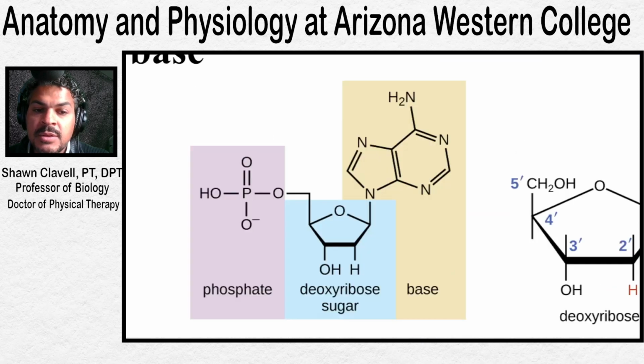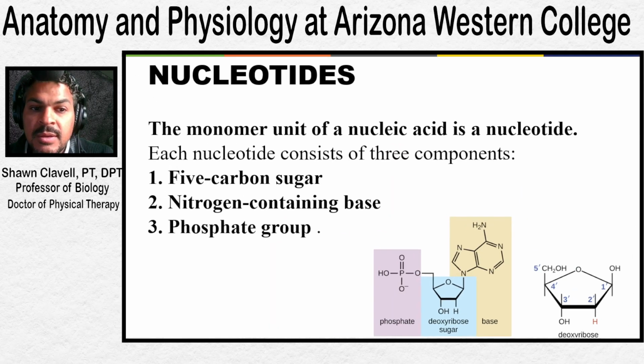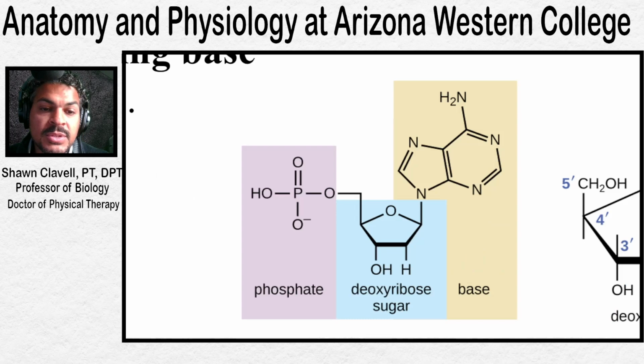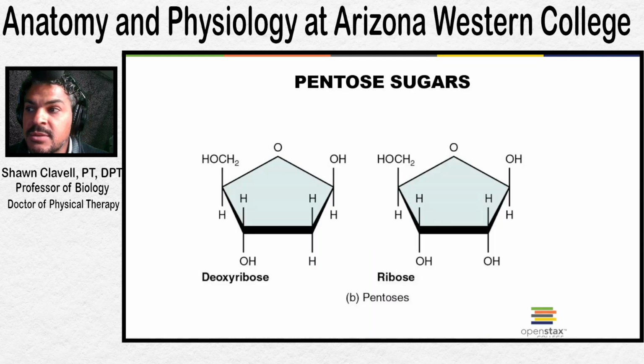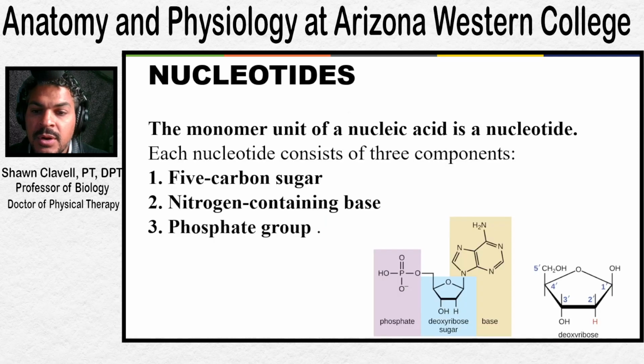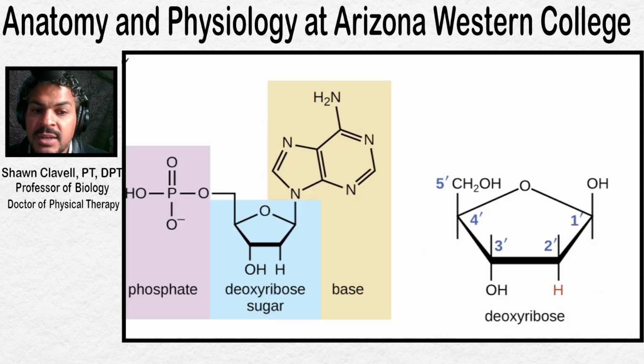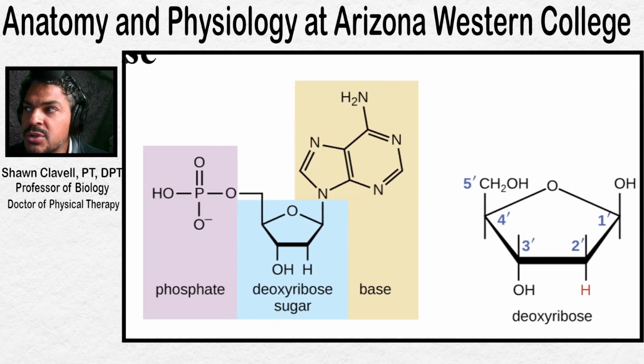Now, the monomer of a nucleic acid is the nucleotide, and each nucleotide really contains three basic components. So, the first component of a nucleotide here is the 5 carbon sugar. That 5 carbon sugar is either ribose or deoxyribose. So remember that there's those pentose sugars. Those pentose sugars are either deoxyribose or ribose. As you can see in the example on our screen at the bottom, that's deoxyribose sugar. That's the pentose sugar.